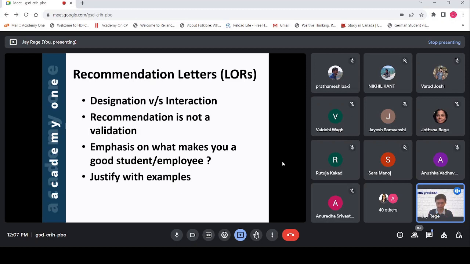But if you want to make your recommendation letter strong, try to emphasize giving examples rather than only talking of adjectives. I mean, most recommenders would not write a weak recommendation.